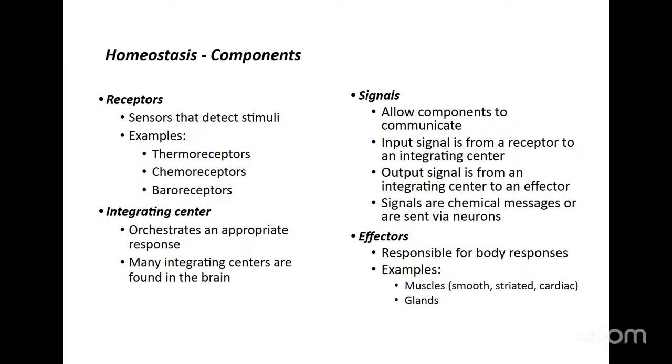Another effector organ that will sometimes be involved are glands. So glands can release enzymes, release hormones. So sometimes those are going to be involved as well in responses to changes in your body. They can release a lot of stuff, really.